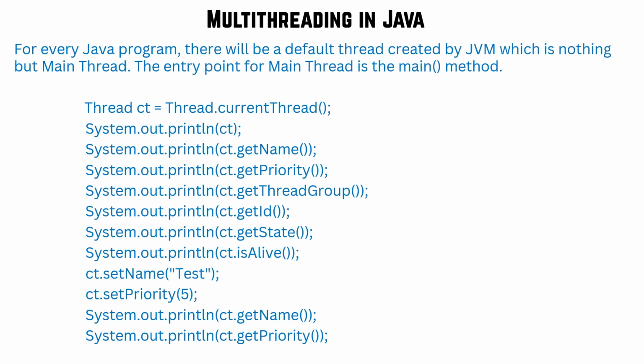By default, there will be one thread, which is nothing but the main thread. The entry point for the main thread is the main method. You can check the name, priority, thread group, ID, status, all this stuff. You can also check whether it is a daemon thread or not. You can change the name or the priority as well for the main thread.